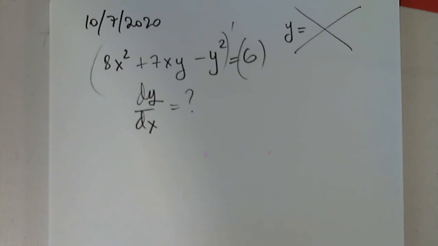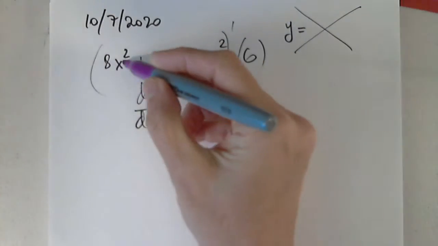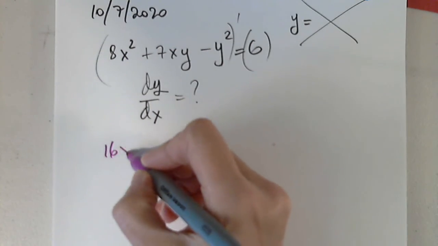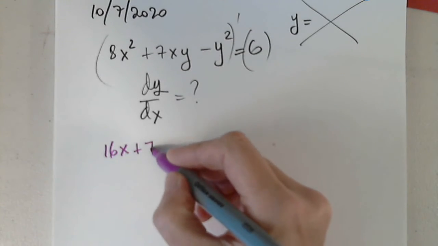We are asked to find dy over dx, which is very clear. It really tells us that we have to determine the derivative of y, meaning, again, that y is a function of x, and it has to be treated as a function. So when I differentiate the first piece, I get 16x, and it's done, plus 7.